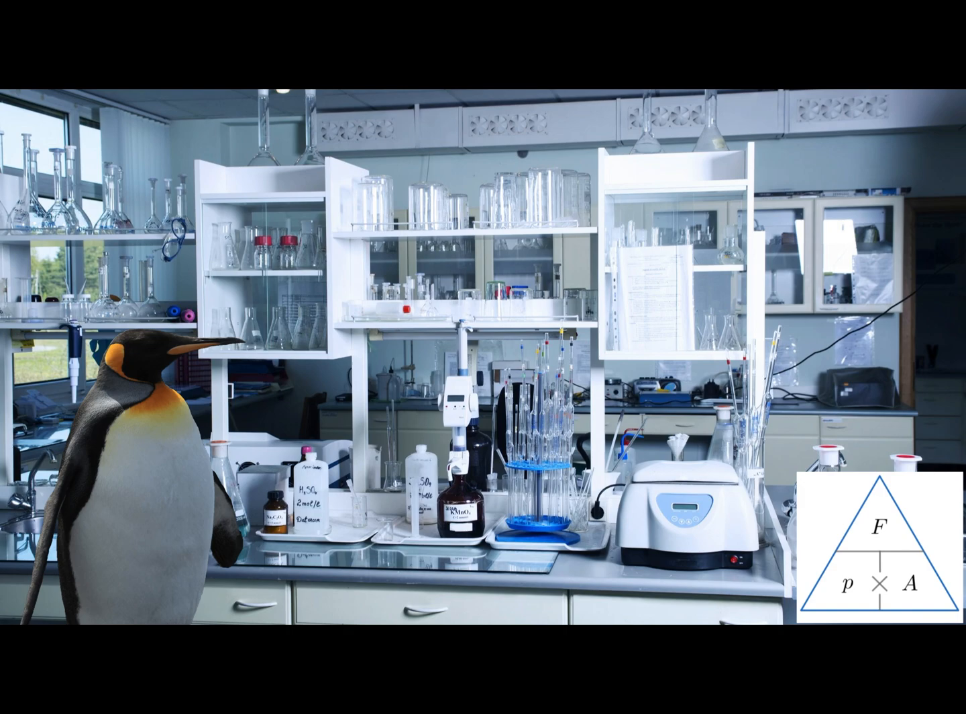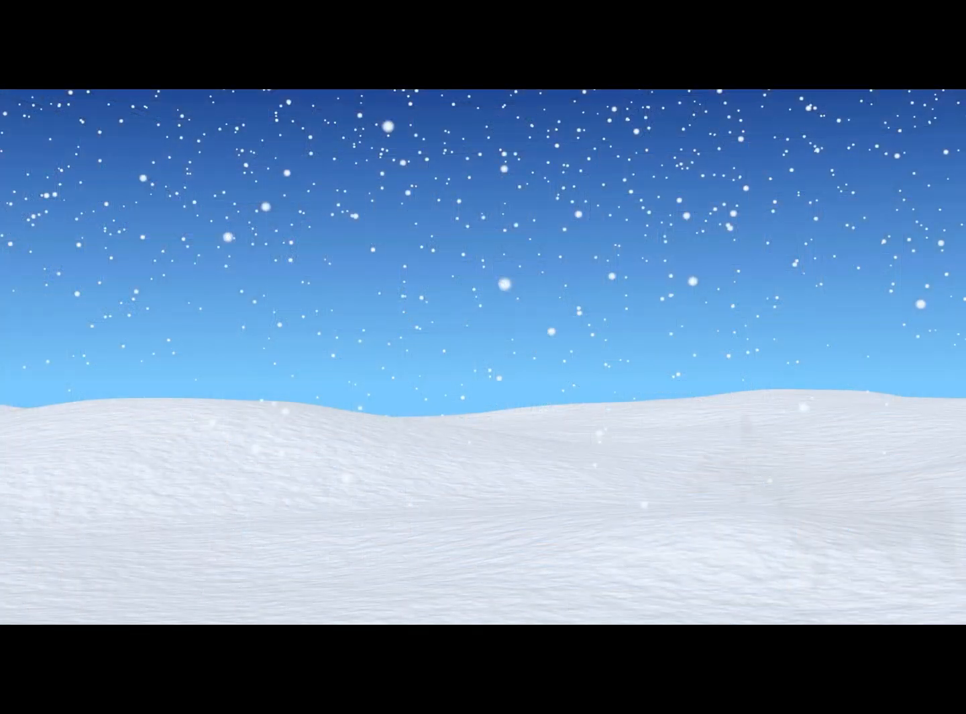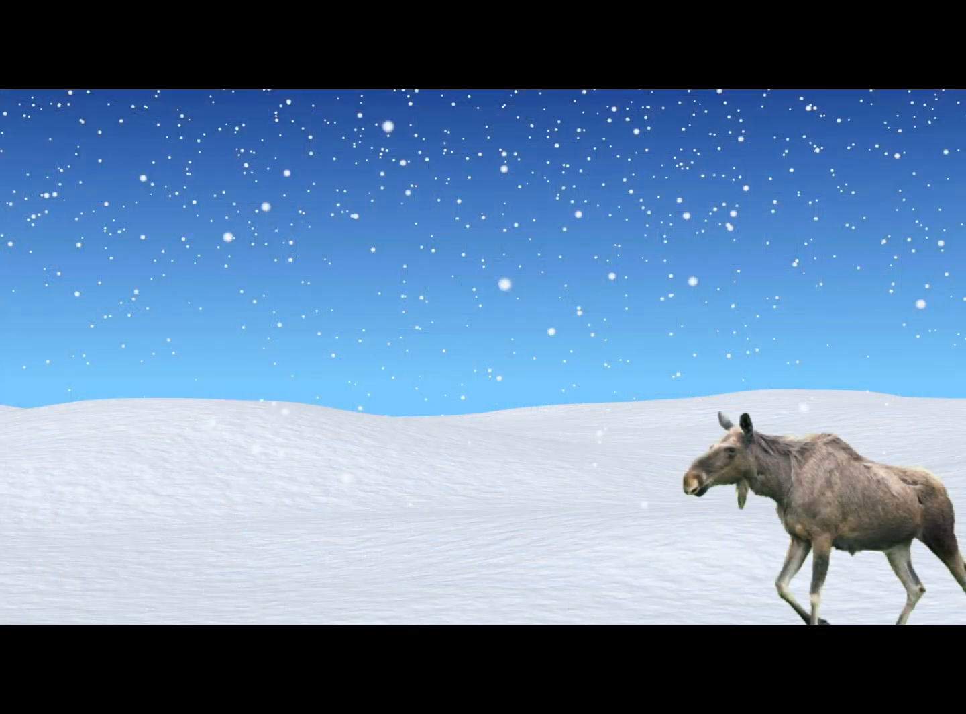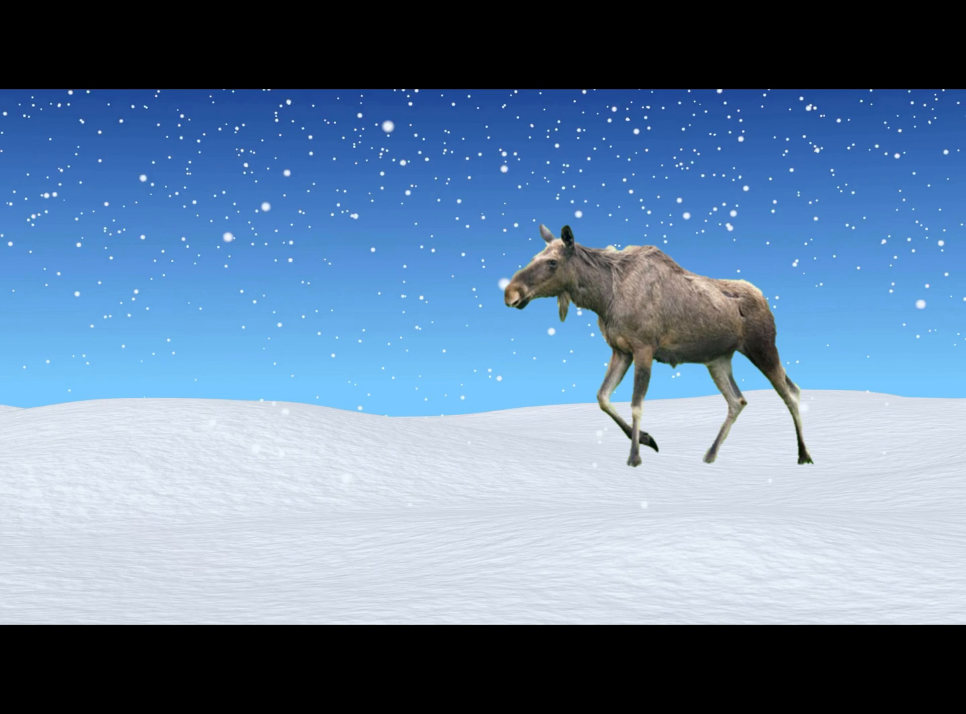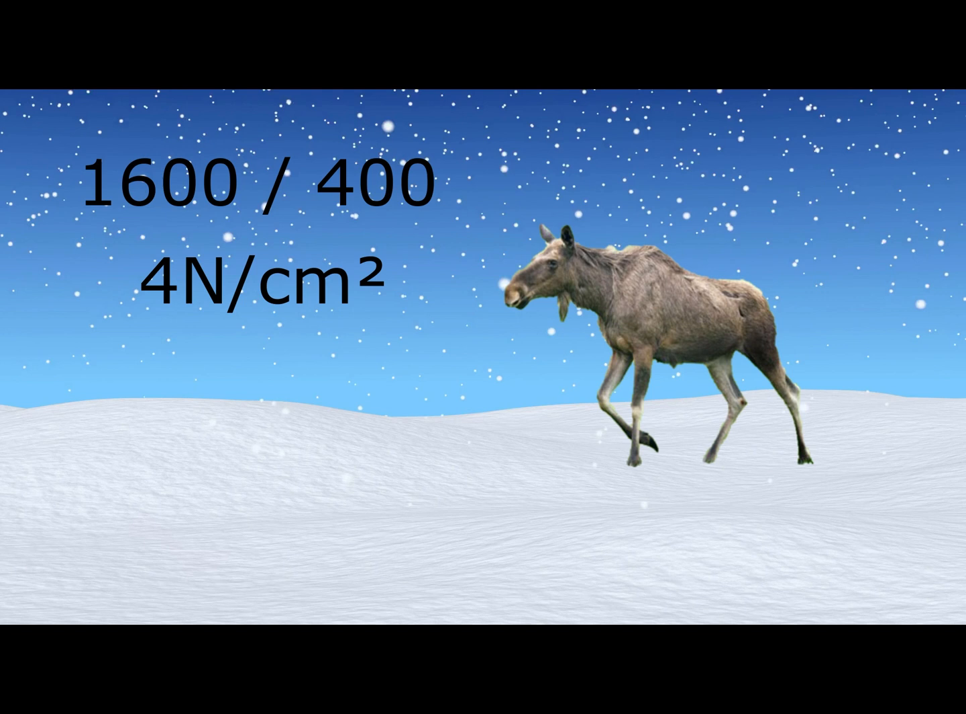Let's look at an example. Imagine a Eurasian elk. It has a weight of 1,600 newtons and 4 feet, each with an area of 100 square centimetres. What is the pressure on the snow? Okay, well, pressure equals force divided by area, which is 1,600, the force is weight, divided by 400 square centimetres. And that is just 4 newtons per square centimetre.